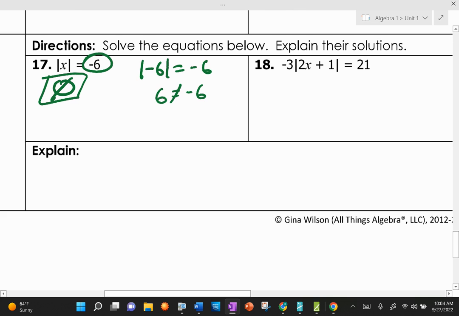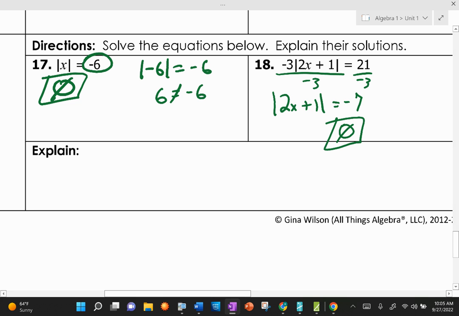Okay, so for number 18, you kind of have to do a little bit of maneuvering to figure that out first. So what would be our first step to solving number 18? We've already done a problem like this. Yeah, we got to get rid of the negative 3 by doing what? Dividing both sides by negative 3. That gives us the absolute value of 2x plus 1 equals negative 7. Is that set equal to a negative? Yes, it is. So it's no solution.